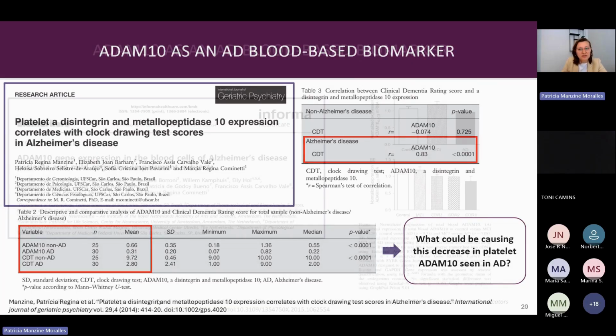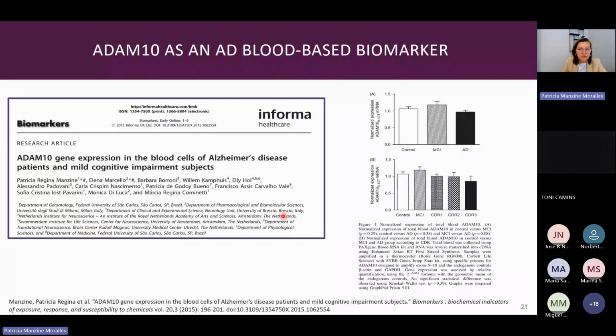So we started to investigate whether these decreased levels were caused at the gene expression level. We found no difference in the messenger RNA of ADAM10 between controls, MCI patients, and different dementia stages, CDR1, 2, and 3, which are given by the Clinical Dementia Rating. Those results, which could at first be seen as negative, actually just indicated that ADAM10 levels were altered somewhere else along its production.